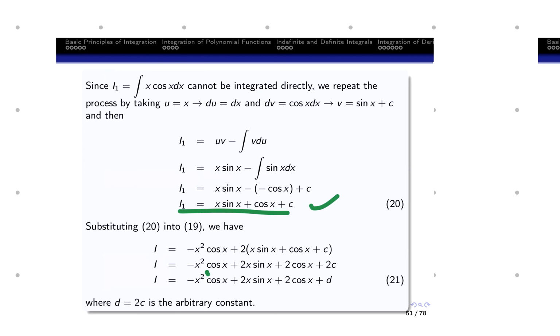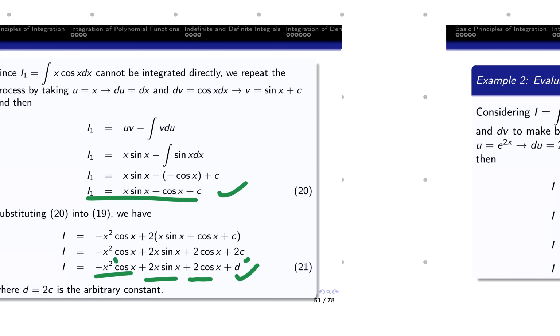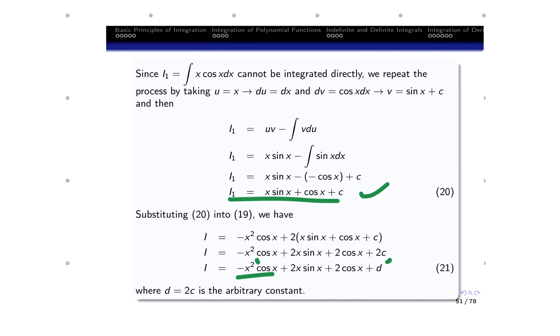Now, c is a constant, right? So 2 times c is also still another constant. So you have minus x squared cos x plus 2x sine x plus 2 cos x. Then 2c, you can just call it d, which is another constant. So where d equals 2c is the arbitrary constant. And that is the end of that, all right? So you have to keep going until you can finally integrate like that. So that's the way to go.